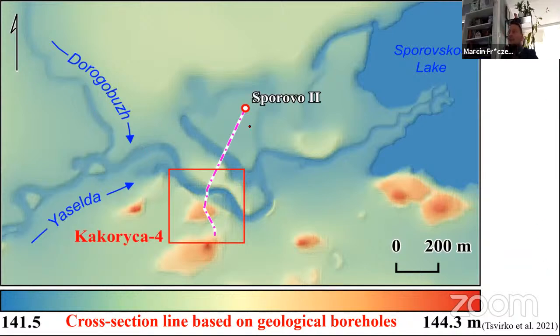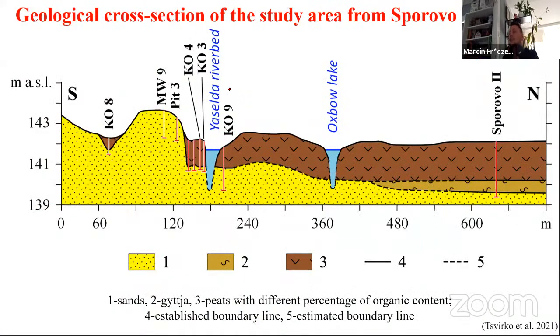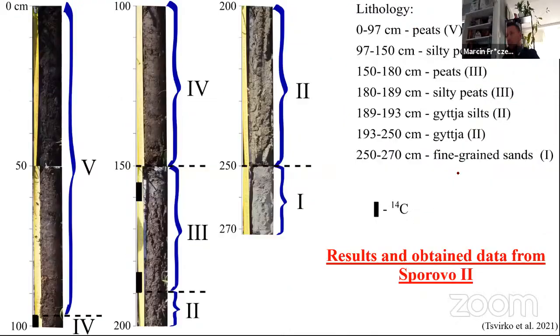This is the line of our geological cross section, and we are cutting the present day Jaszelda River, and also we find traces of some abandoned channel. And first of all, let's have a look at the schematic cross section, and we will focus on the Sporowo 2 profile, because at the bottom of this profile we find traces of gyttja sediments that show us that this lake, this reservoir, in the past was much larger than in the present day. And let's have a look at the sediments.